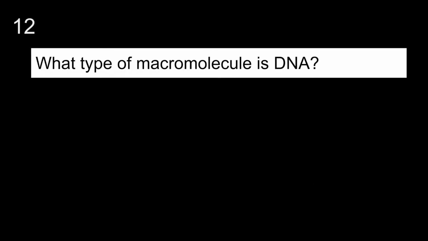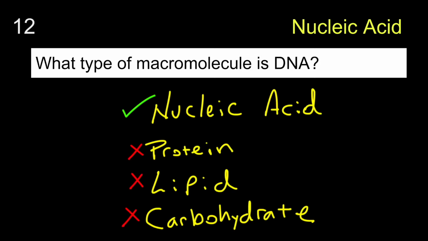Question 12. What type of macromolecule is DNA? The answer, nucleic acids. Remember, in biology, there are 4 main types of macromolecules: nucleic acids, proteins, lipids, and carbohydrates. DNA is a nucleic acid, and the other one is RNA. RNA is also a nucleic acid.